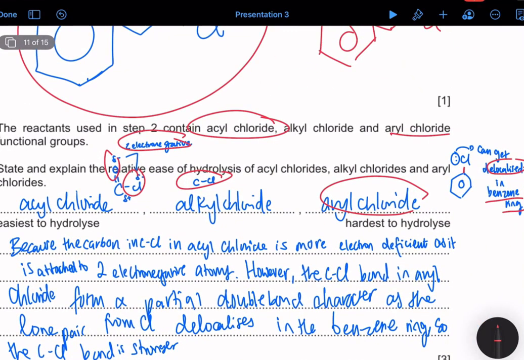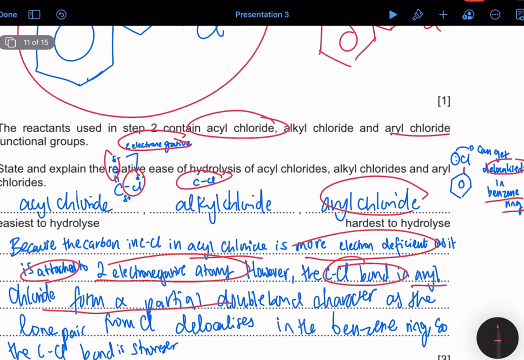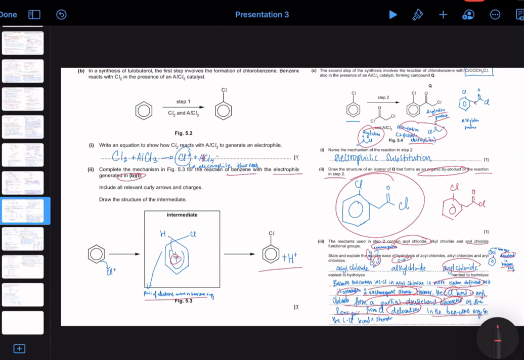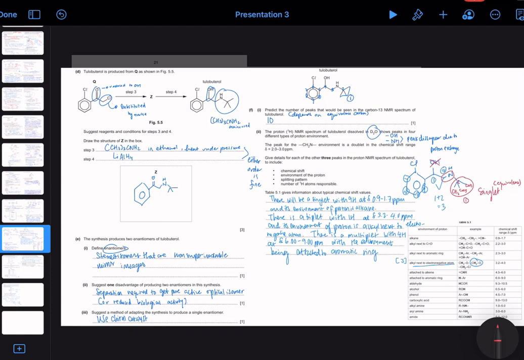Again, the answer is because the carbon in C-Cl in your acyl chloride is more electron deficient, as it is attached to 2 electronegative atoms. However, the C-Cl bond in aryl chloride has partial double bond character, as the lone pair from Cl delocalizes in the benzene ring, so the C-Cl bond is stronger. Alright, we have reached nearly the end. Just 3 more slides.